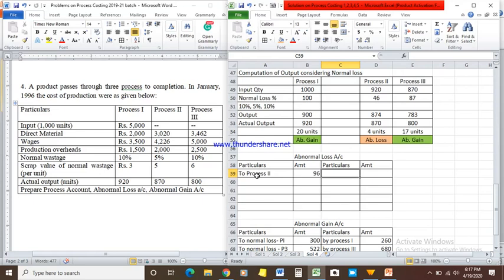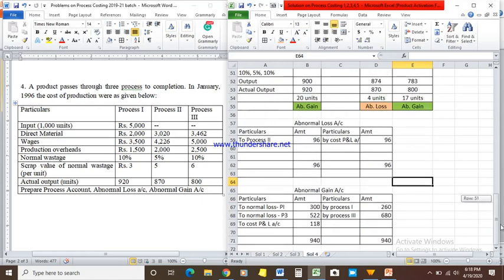In case these abnormal loss units are fetching some value, then we could have mentioned what is the scrap value by selling this. Since nothing is given in terms of any recovery, this entire amount is to be transferred to profit and loss account. So by costing P&L account, 96 rupees. In this way, by preparing abnormal loss account and abnormal gain account, we are completing this particular problem.